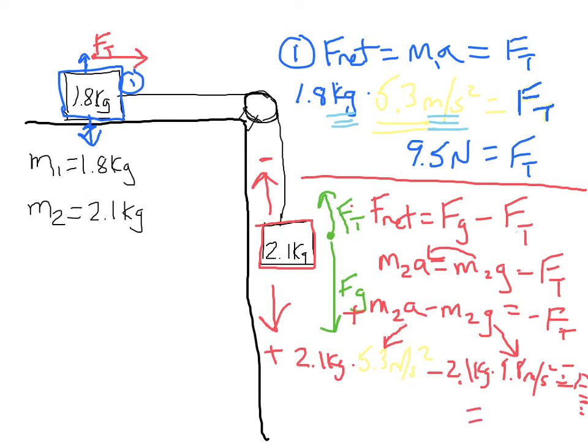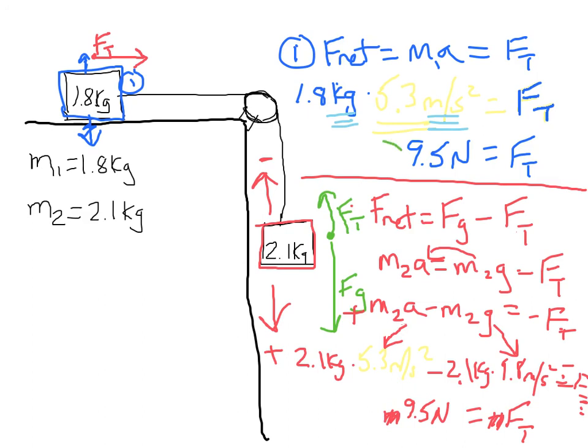I get negative 9.5 newtons equals a negative Ft. If you just ignore the negative signs, or flip each Ft and 9.5 on either side of the equal sign, or divide by negative 1, whatever way you want to do it, these cancel out and you get 9.5 newtons equals force of tension. Does this make sense?